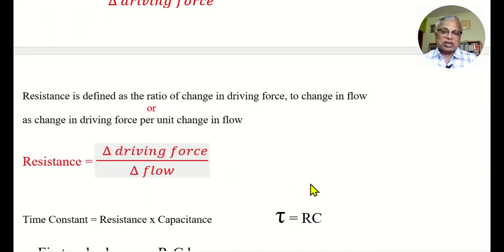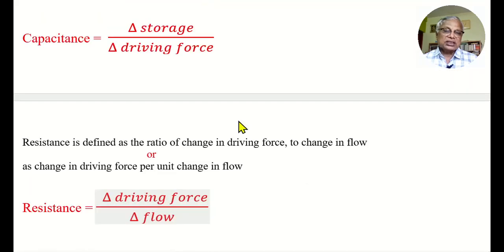Every first order process has these three terms: storage, driving force, and flow. For example, if you consider a thermometer, what is the stored quantity? The internal energy. The driving force is the temperature. And what is flowing in the thermometer? The heat. Heat flow is taking place.